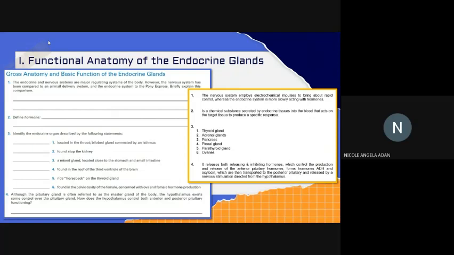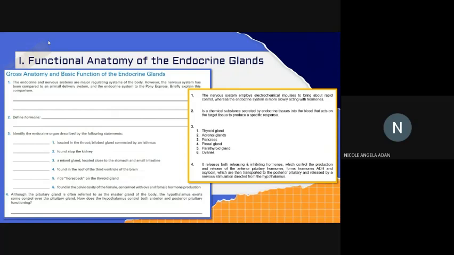Number 2, define hormone. Hormone is a chemical substance secreted by endocrine tissues into the blood that acts on the target tissue to produce a specific response. Number 3, identify the endocrine organ described by the following statements. It is located in the throat, a bilobed gland connected by an isthmus. Our answer is thyroid gland.